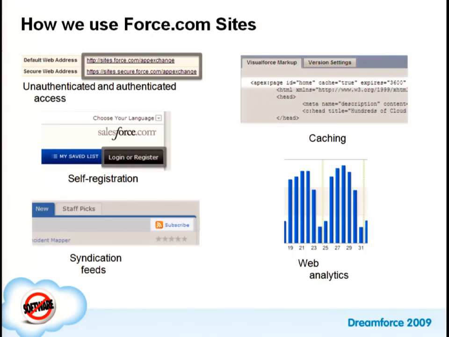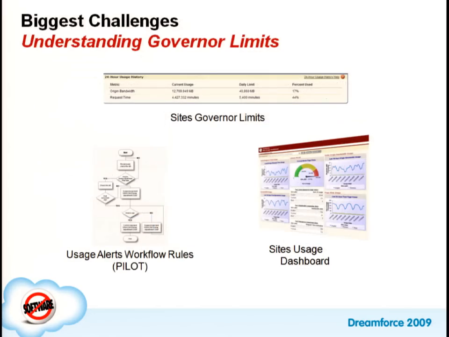John mentioned caching, and I'm going to talk a little bit more about caching in a second, but for those of you who've never done it before, this is how easy caching is. It says Apex page, cache equals true, expires equals however many seconds you want it to be. And that's it. You're done. It's really awesome. It's a really great feature. So in any case, I'll talk more about that in a second. We use it quite a bit.